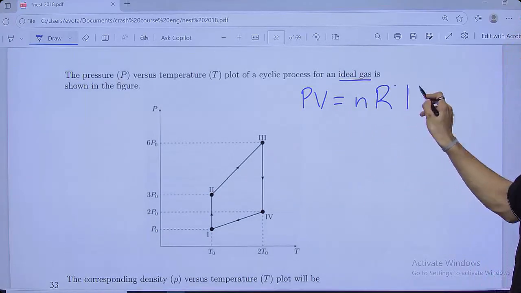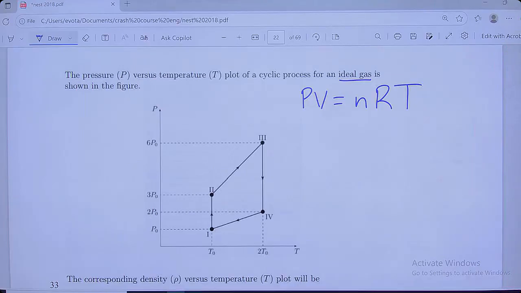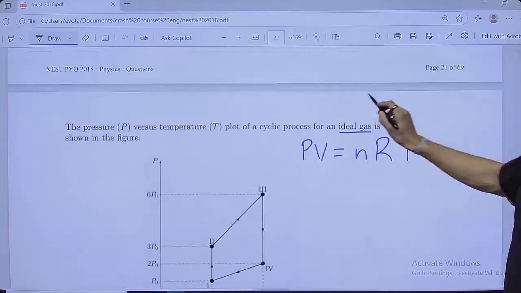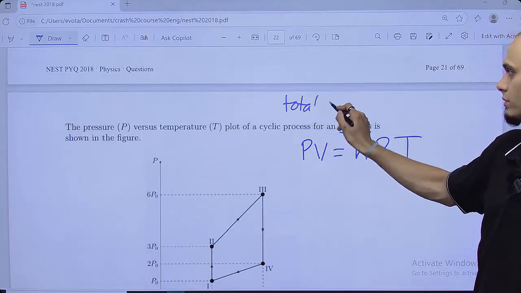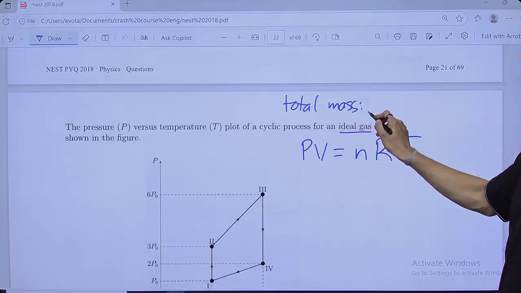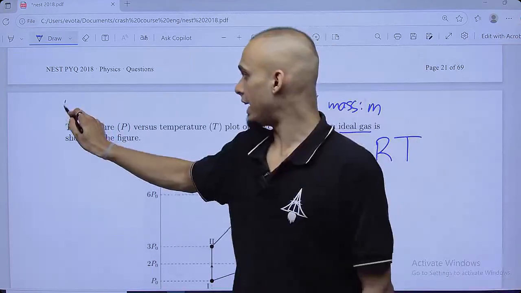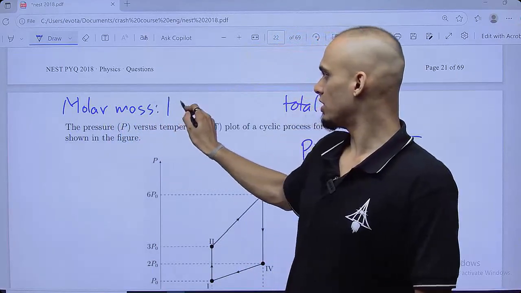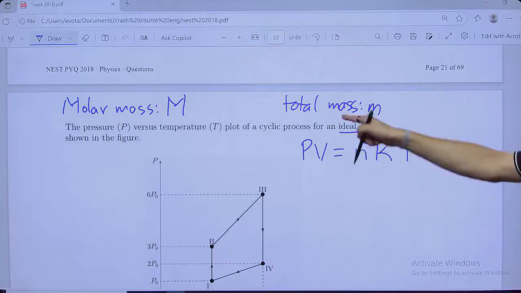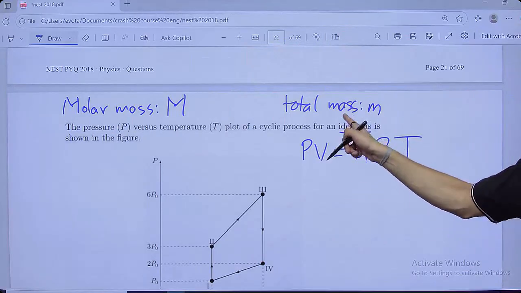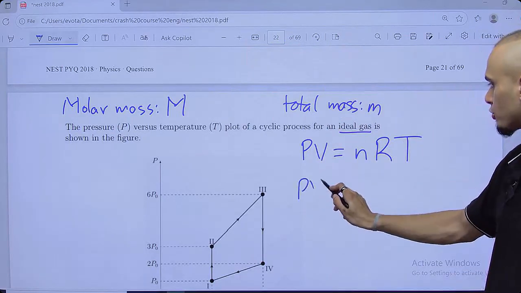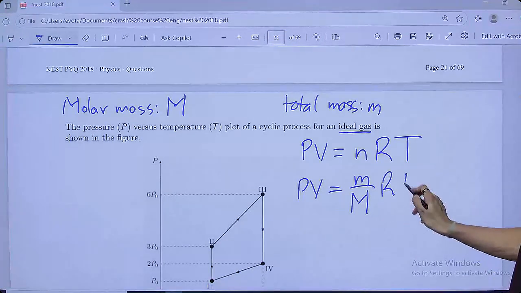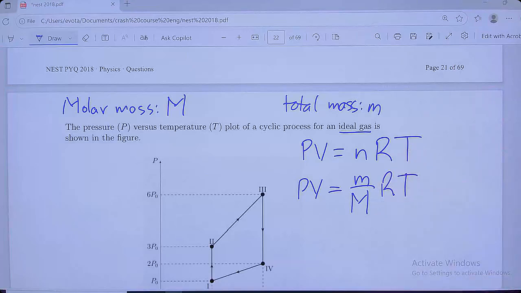The ideal gas equation holds exactly, right? The number of moles we can write as the total mass of the gas in whatever container we have kept, which we can write as m, and the molar mass we can represent as usual with capital M. In this case, we can represent the number of moles as total mass upon molar mass. So PV we can rewrite as total mass over the molar mass into RT. The ideal gas equation takes this form.